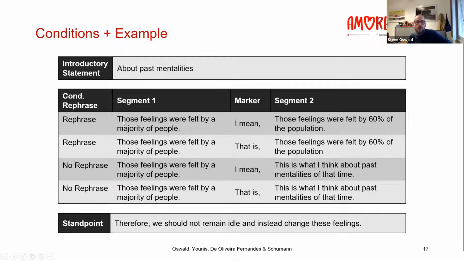So something like, "Those feelings were felt by a majority of people. I mean, those feelings were felt by 60% of the population." That was a specification of majority to 60%. And the no rephrase condition: "Those feelings were felt by a majority of people. I mean, this is what I think about past mentalities of that time." So this statement here is not a rephrase of segment 1. And the conclusion, "Therefore, we should not remain idle and instead change these feelings." This is what I'm interested in right now.